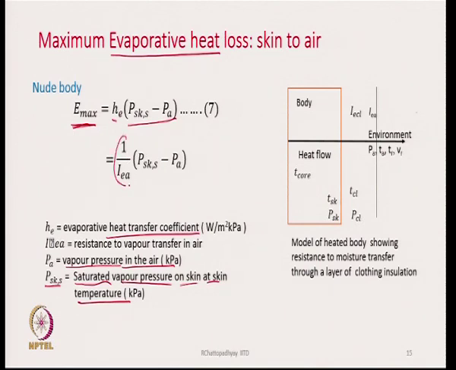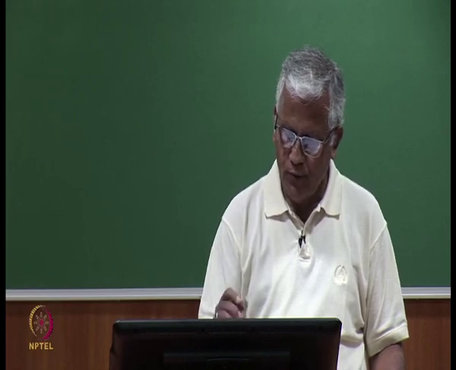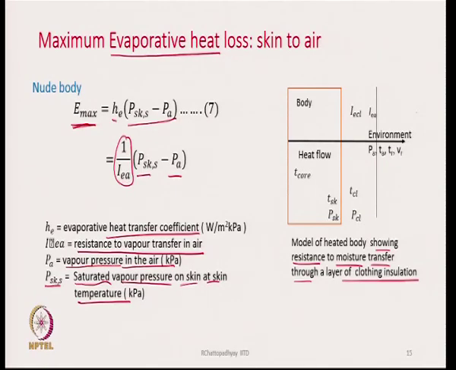So, reciprocal of that, 1 upon HE is going to be IEA. IEA is resistance to vapor pressure transfer. So, HE is the heat transfer coefficient and IEA is the resistance to vapor pressure transfer. So, Emax is equal to HE into PSKS minus PA, or 1 upon IEA into PSKS minus PA. In this case, the picture shows a model of the heated body showing resistance to moisture transfer through a layer of clothing insulation. Now, from there, how to find out PSKS and PA? These two are important for us.